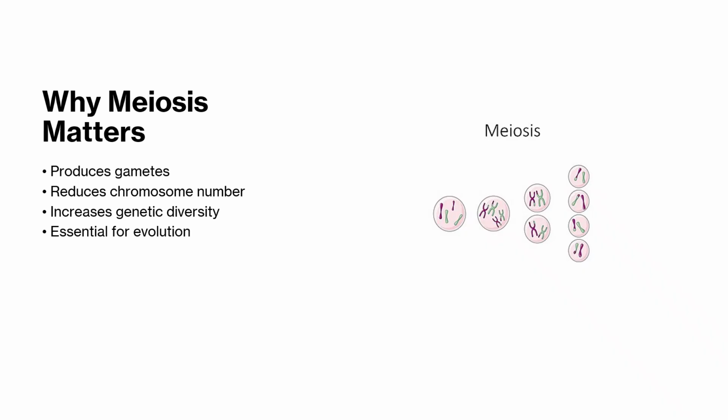Meiosis also creates variation by shuffling genetic information. This variation is the fuel that evolution runs on. So, when your biology teacher says meiosis is important, they're not exaggerating. It's literally the reason species survive long term.